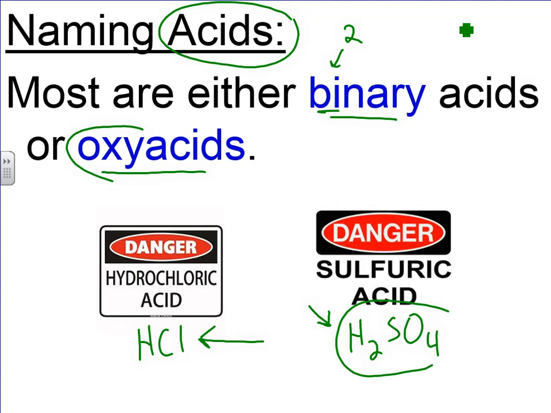Sulfuric acid demands the respect of all chemists. Very dangerous and very important acid industrially. And hydrochloric is what most students deal with in the laboratory. This is the acid that you get to play with when you take chemistry.